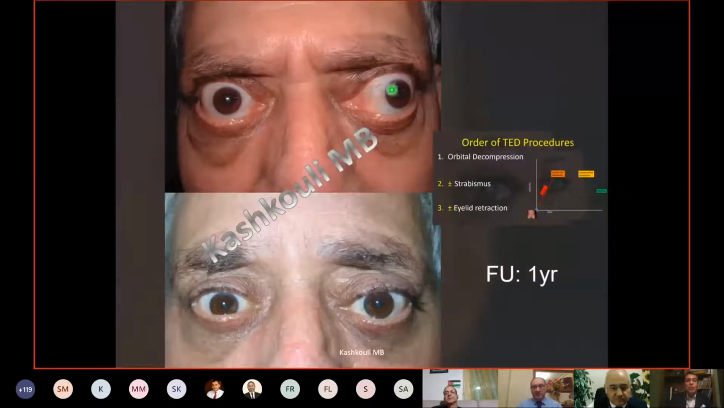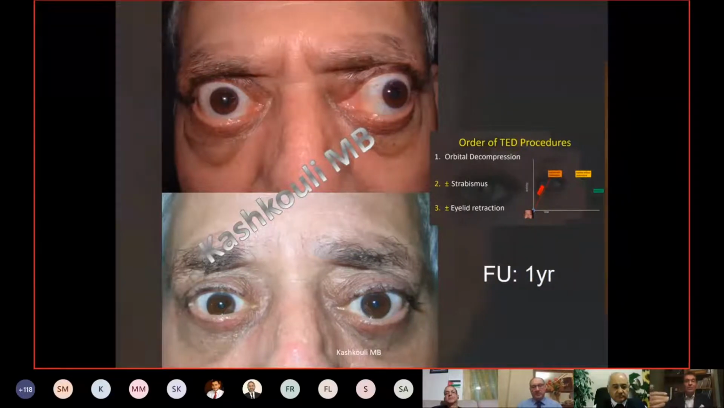Sometimes we have a worse eye. For example, here on the left side, I was expecting this eye to have less correction and less improvement, but at the end, the left eye is better than the right side because of a little bit of hypoglobus here. These are the things we get mostly. That's why we cannot promise back to normal appearance.